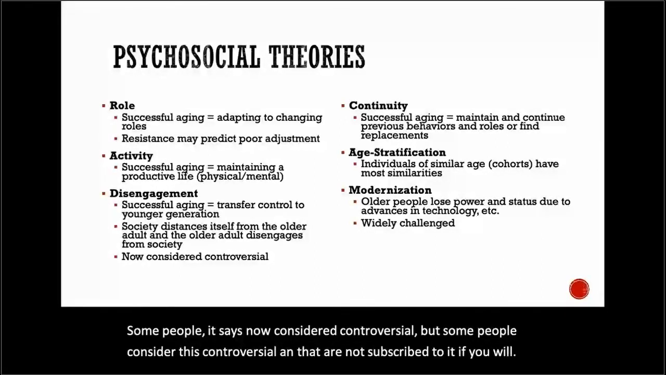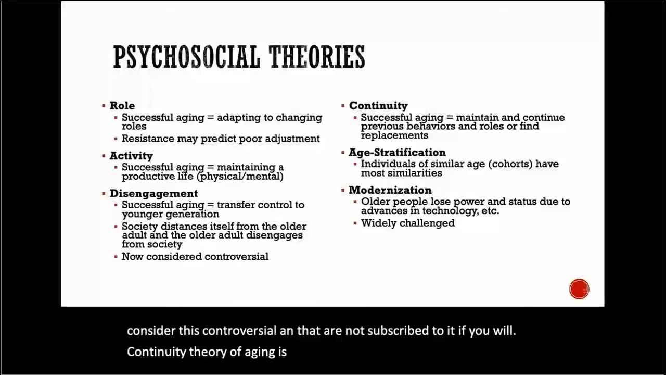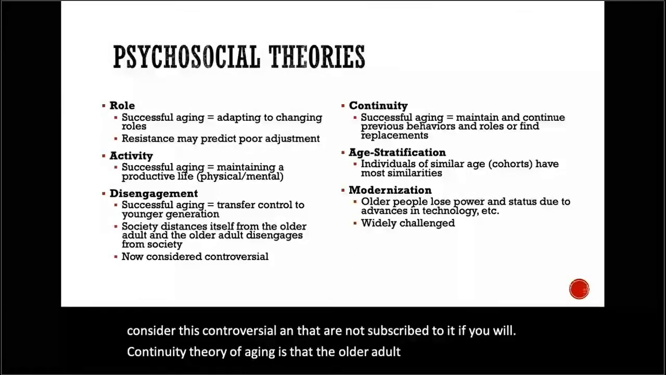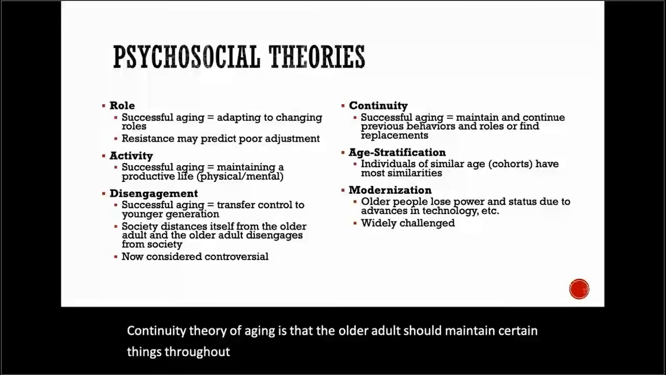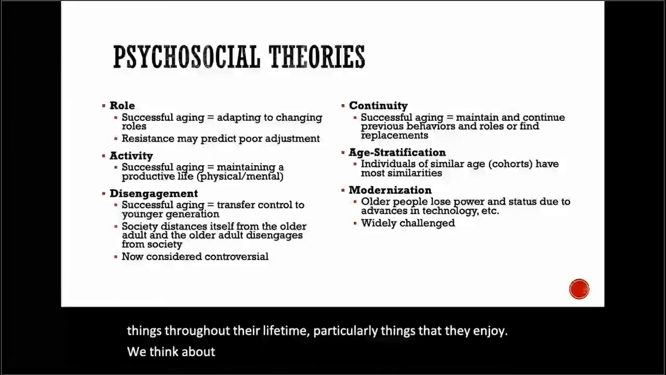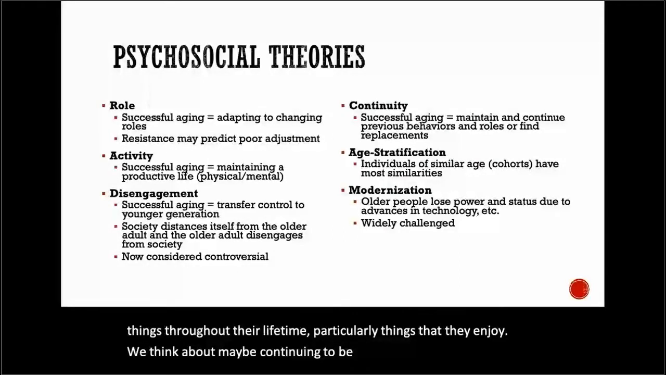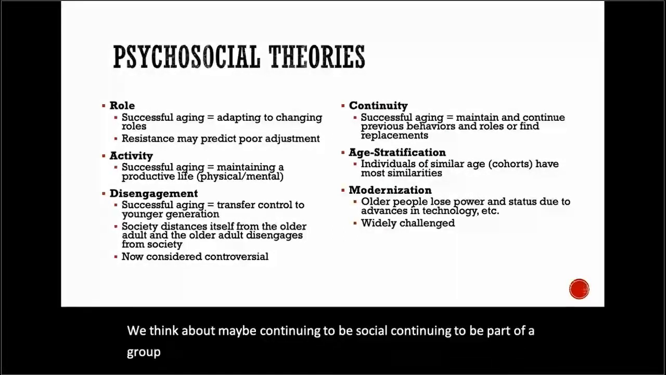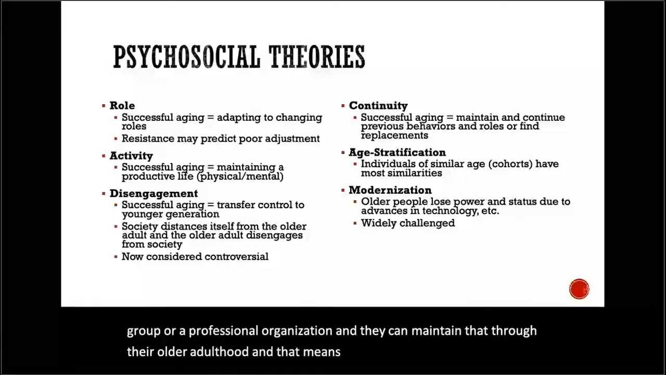Continuity theory of aging is that the older adult should maintain certain things throughout their lifetime, particularly things that they enjoy. We think about maybe continuing to be social, continuing to be part of a group or a professional organization, and they can maintain that through their older adulthood, and that means successful aging based on that.